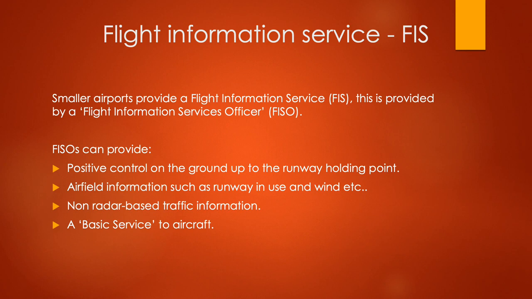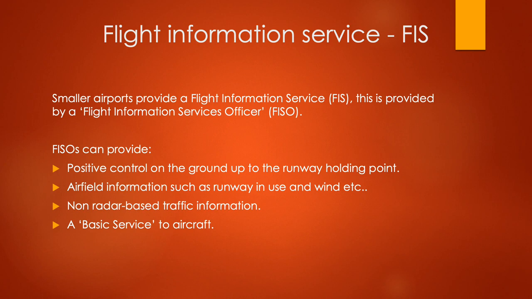Okay, so we've looked at air traffic control, the first type of the air traffic services. Now we're going to look at flight information service, known as FIS. Okay, so small airports might have a flight information service, and effectively it's a downgrade in coverage. It's lower than air traffic control, and it's provided by a flight information service officer. Okay, so they have slightly less training than air traffic control, but they're still some kind of ATS unit.